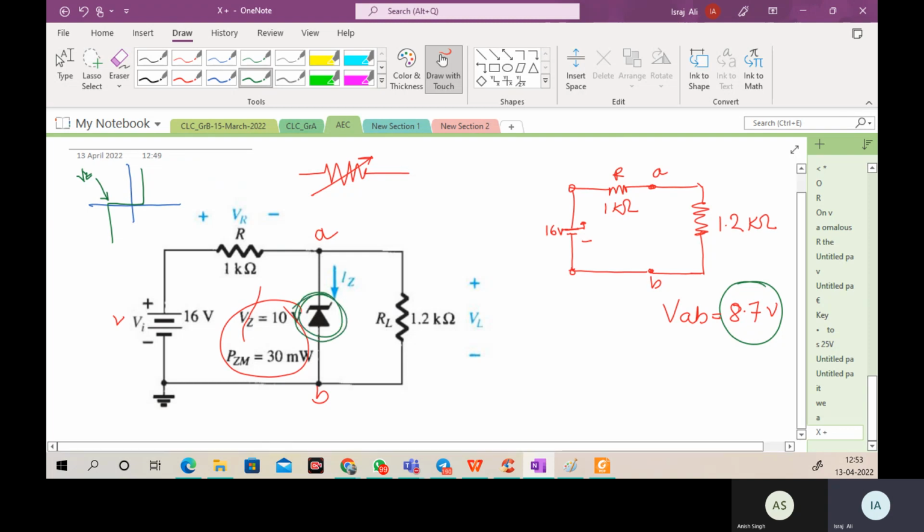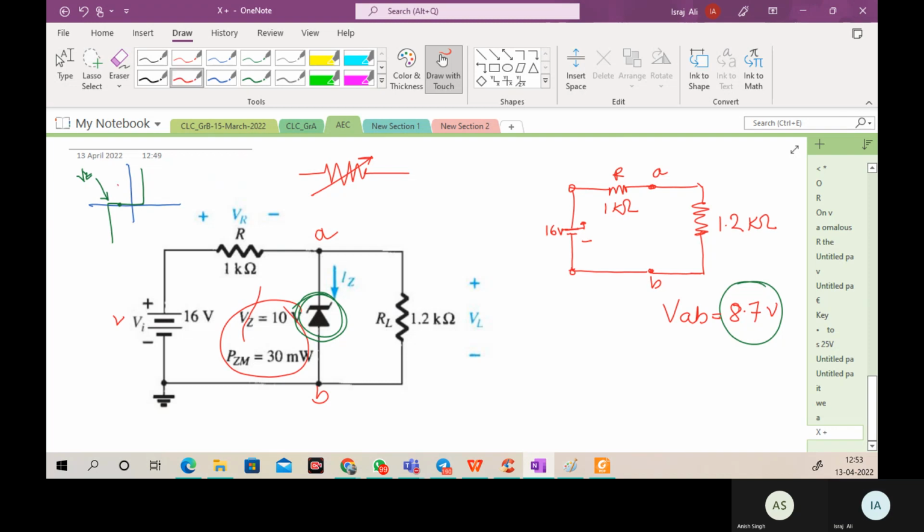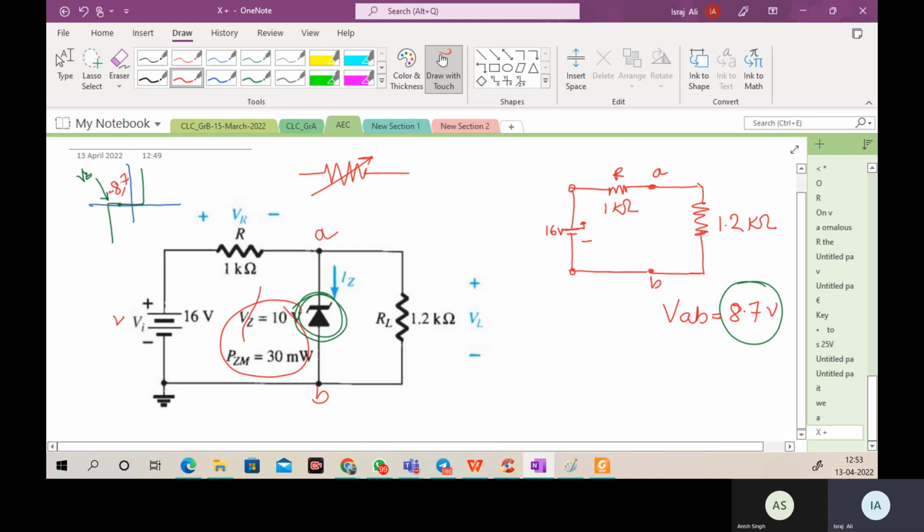Look at that. This particular circuit element, is it on reverse bias or forward bias? It is on the reverse bias. So that voltage is actually given to the diode. We are talking about 8.7 volt over here. Why? Now look at the specification. What voltage has been given over here? It is generating 10 volt.